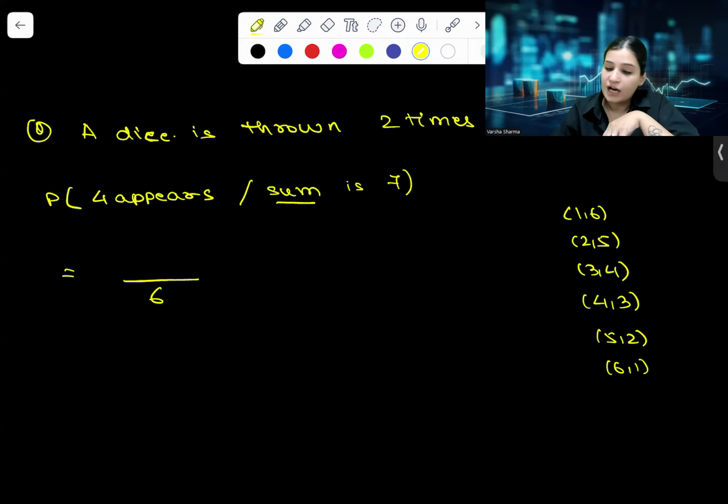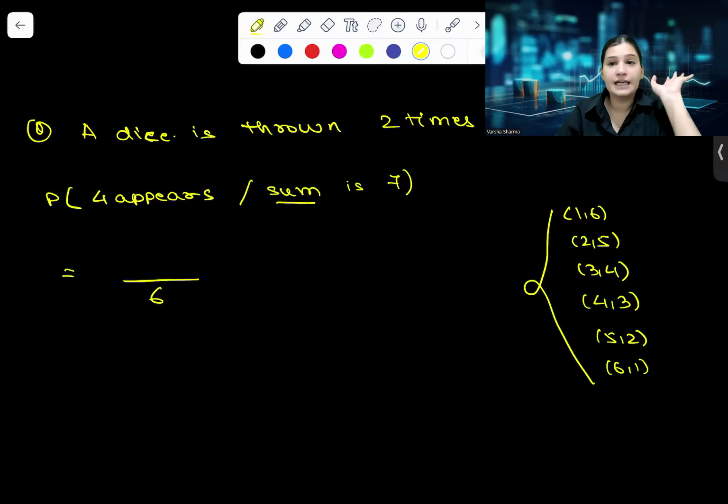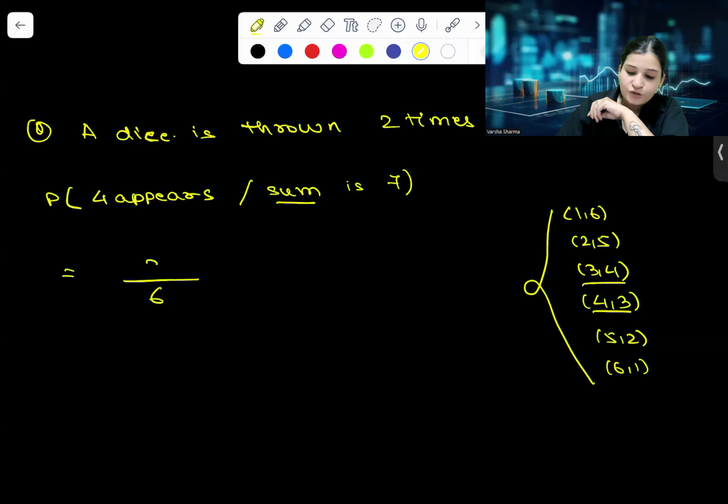So now, from only these 6 outcomes, you don't need to take the entire sample space. Tell me which one satisfies your second condition, because we are talking about intersection. Intersection means both conditions have to be satisfied. The first condition, sum is 7, is satisfied by these 6 outcomes. Whichever of these 6 also satisfies the second one will be your numerator. So how many out of these 6 satisfy the condition that 4 appears? 2. So the answer is 2 upon 6.